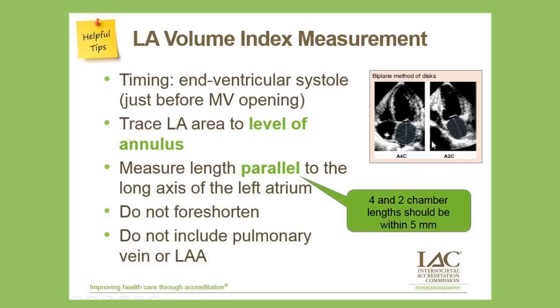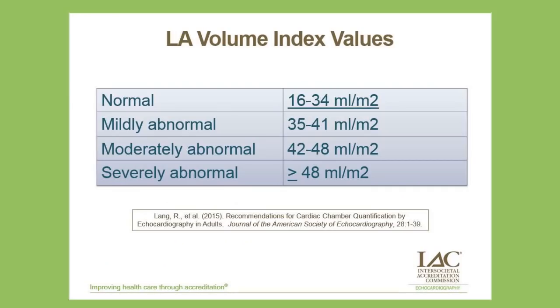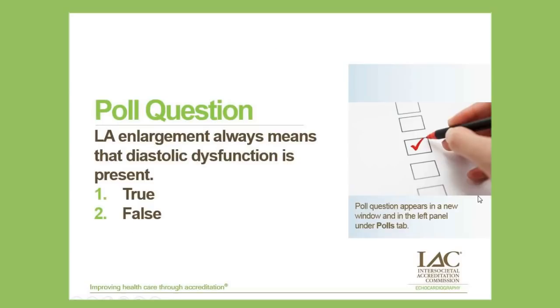I always tell my students that I don't care what the LV looks like so much. I want the LA nice and elongated and optimized. And when you are measuring the area, make sure that you do not include the pulmonary vein or the left atrial appendage if you can see it. LA volume index values, the normals were changed in 2015 to be up to 34 milliliters per meter squared. And then the chamber quantification document also provides mildly, moderately, and severely abnormal values.